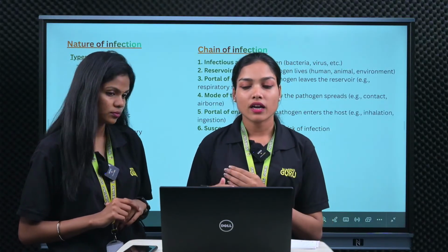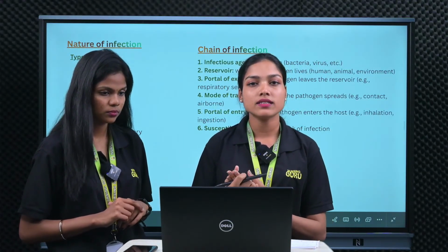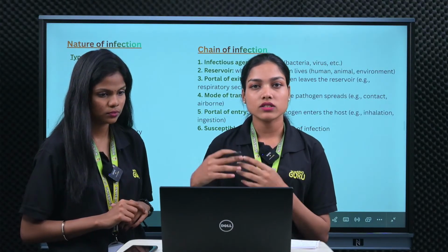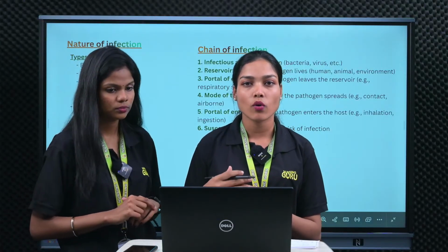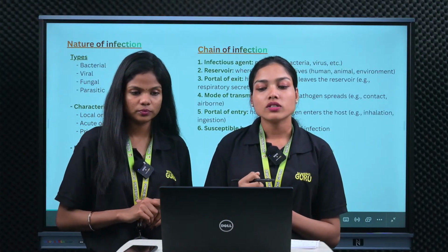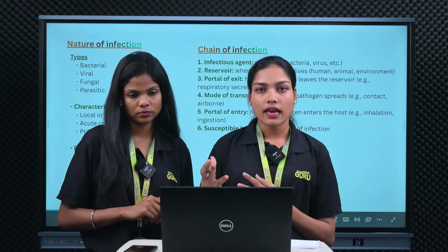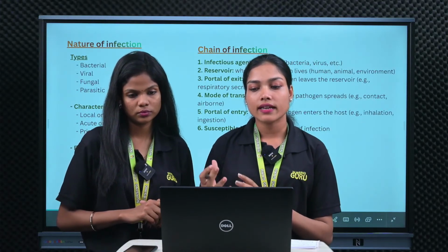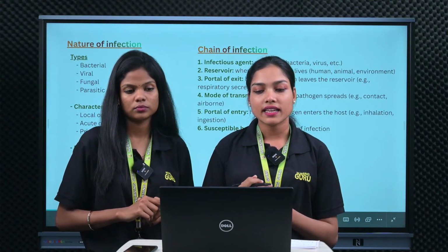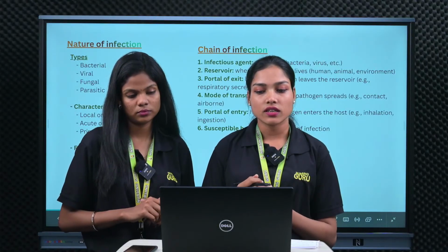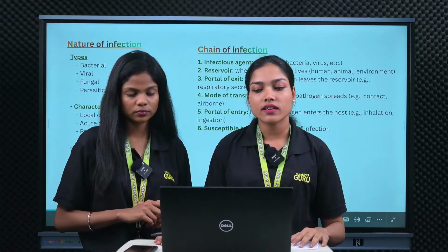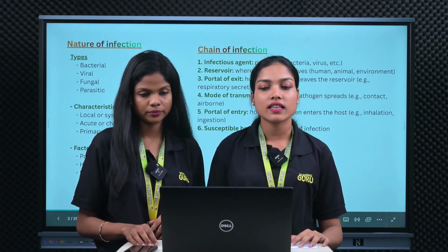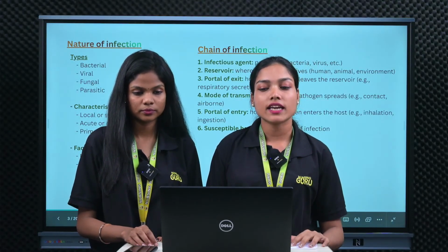Next one is mode of transmission, how the pathogen spreads. Examples, contact, airborne. These two ways the pathogens can spread. Then portal of entry, how the pathogen enters the host. Examples, inhalation and ingestion. Then susceptible host, a person at risk of infection. These are the things coming under the chain of infection.